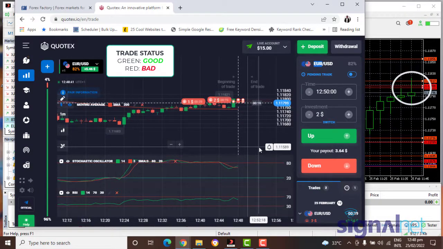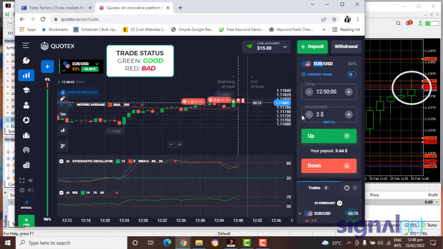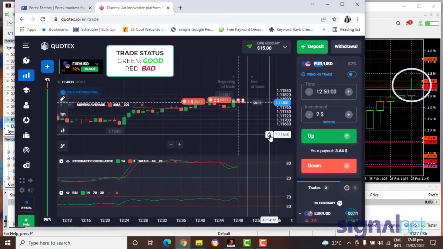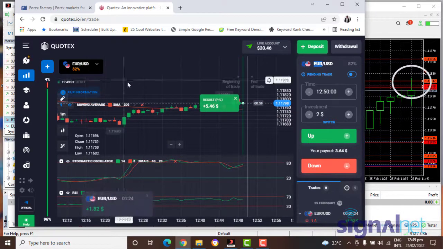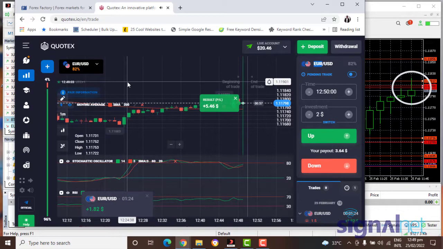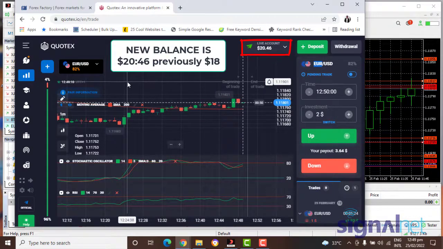So I opened them for $2 there because I already put a pending order for $1. Watching it and seeing how it reacted, I wasn't expecting the other one to enter. So 59 seconds and we won the trade. We won the two trades: the pending order that I put for 1 minute and the one I doubled on it.